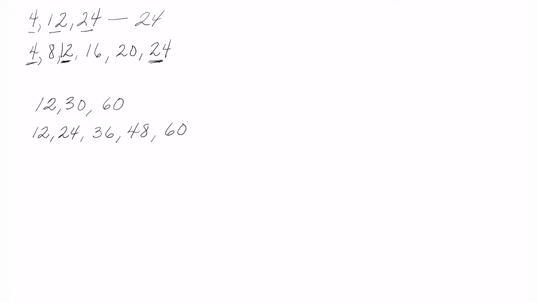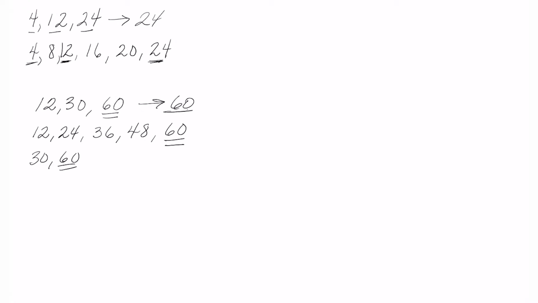Okay. And let's do our multiples of 30. So we're going to do 30 and then 60. Well, hold on a second here. There's 60 and there's 60, and of course here is 60. So the smallest number that 12, 30, and 60 will all go into evenly is 60.